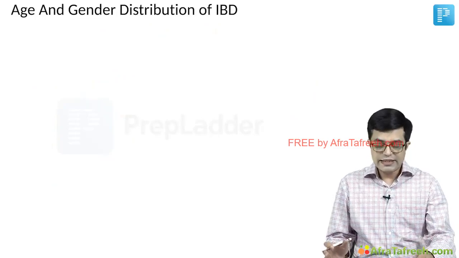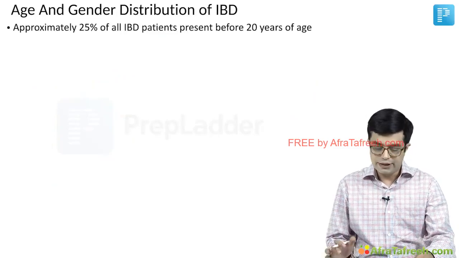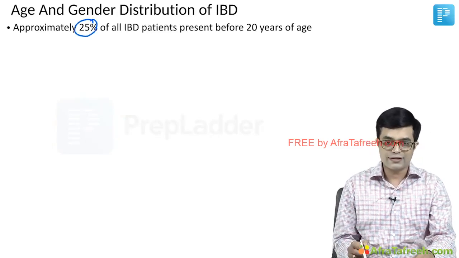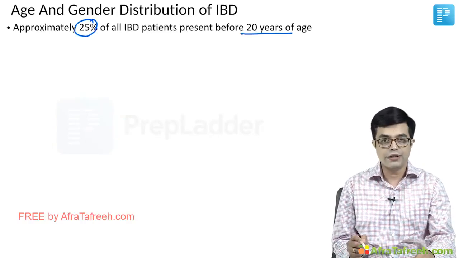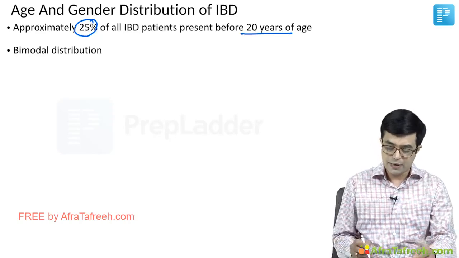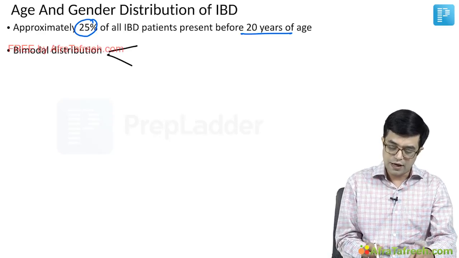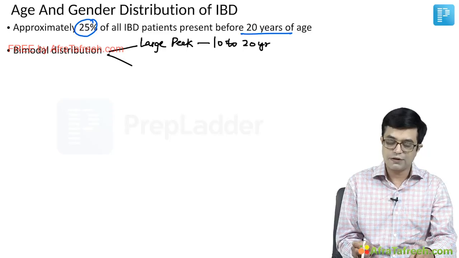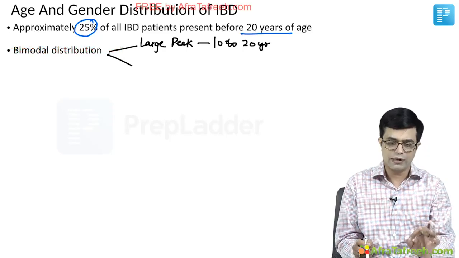Now, what is the age and gender distribution that we find in IBD? Approximately 25% of all IBD patients, according to Nelson, present before 20 years of age. So, the role of pediatricians is important in IBD. It shows a bimodal distribution. A large peak is seen between the age group of 10 to 20 years. So, most of the patients of IBD will present in 10 to 20 years.